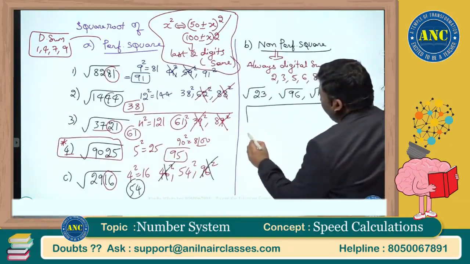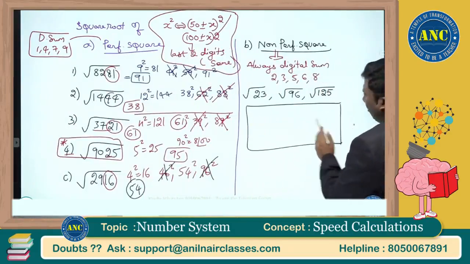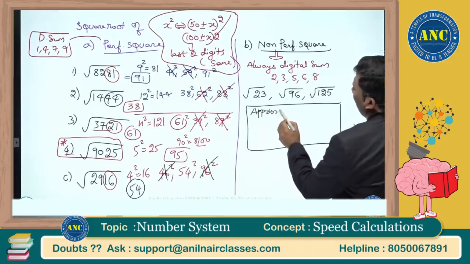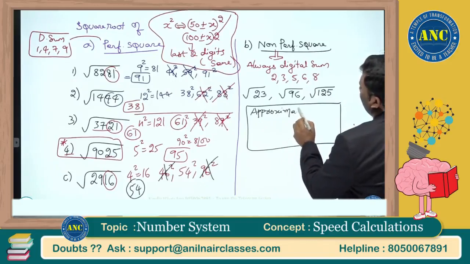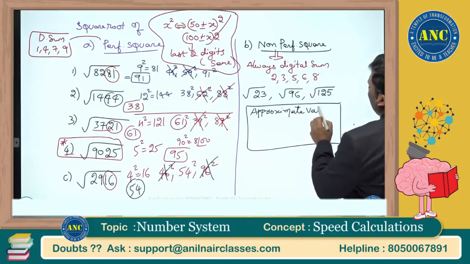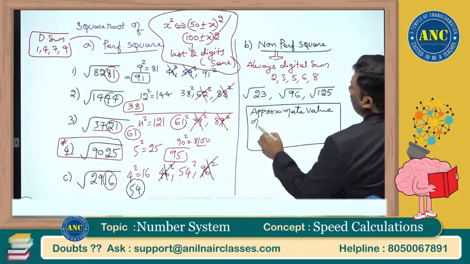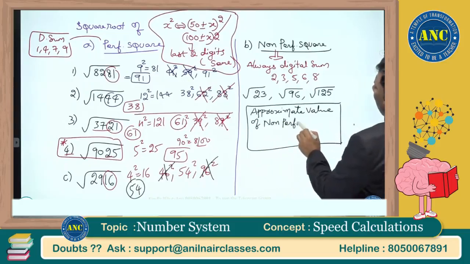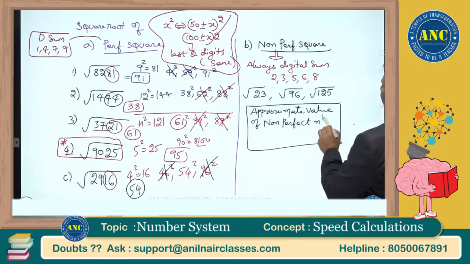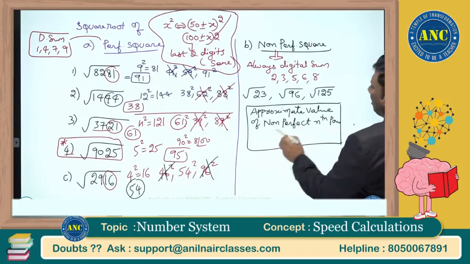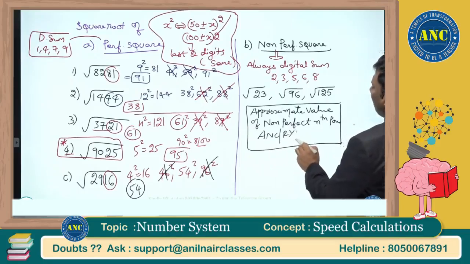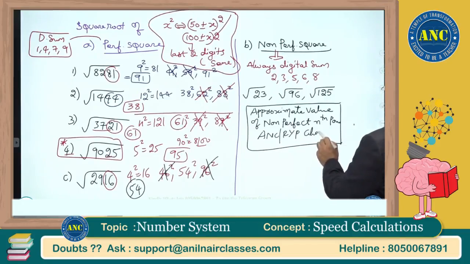There is one video available on how to find the approximate value. I spent 40 minutes on this concept, the approximate value of a non-perfect nth power, with the proof. It is available on the Anil Nair Classes channel or on the RYP channel. You can refer to the complete proof of the concept which I am going to use.